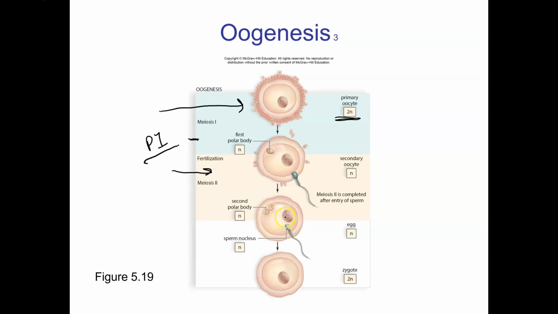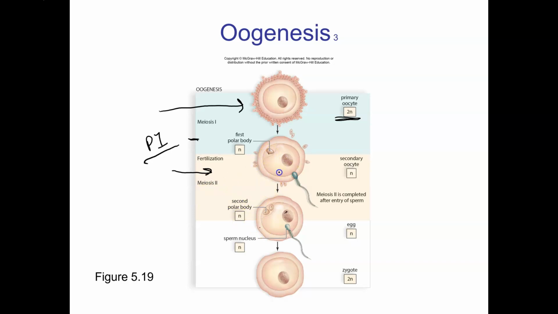I'm sorry, I said that wrong. If fertilization occurs, then we go through meiosis 2, not prophase 2, meiosis 2. And so here we have a sperm fertilizing the egg. So this egg will then go through meiosis 2.